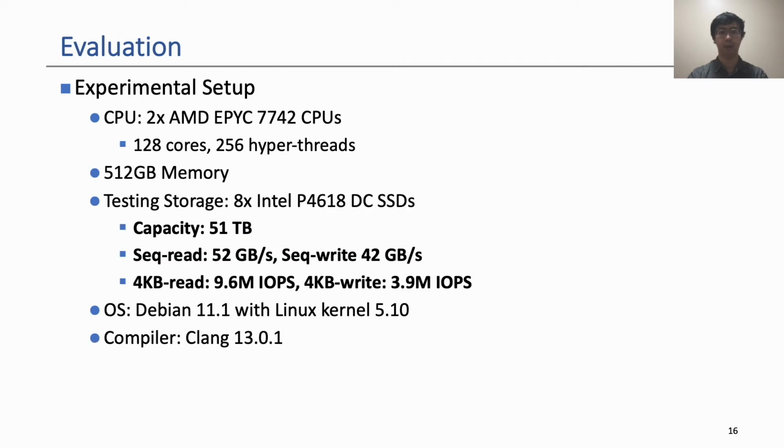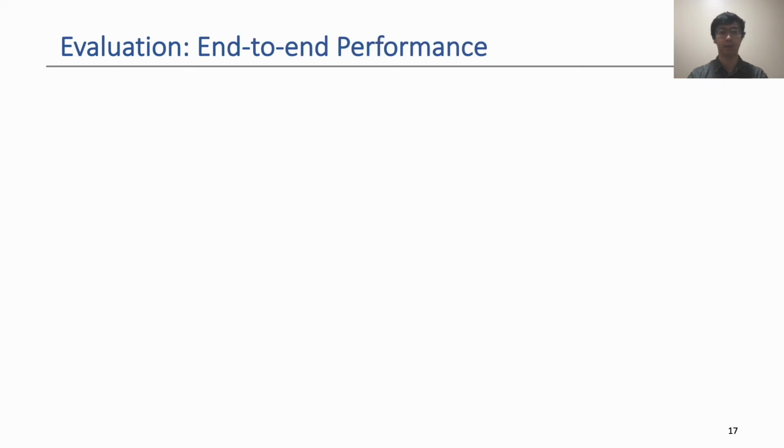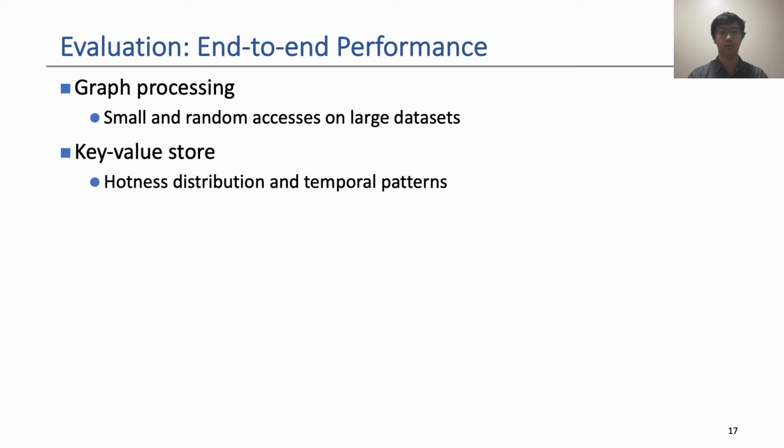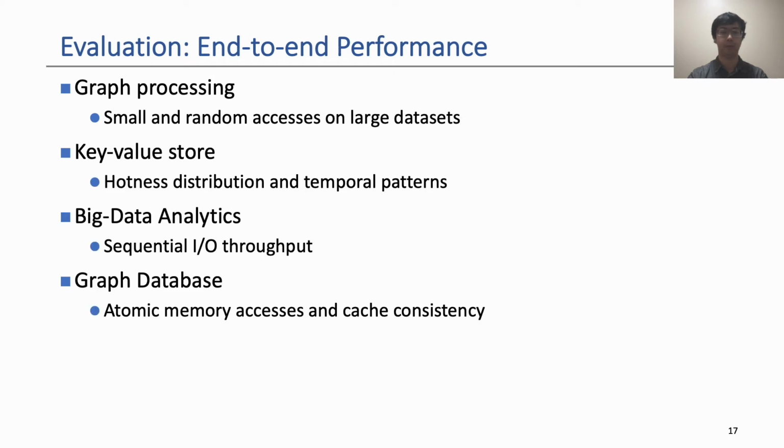Here comes the evaluation part. This is the testbed in our evaluation, and the testing storage has about 10 million random IOPS. The first part is end-to-end performance on 4 representative domains: graph processing, key value store, big data analytics, and graph database. They test the cache systems in different aspects, such as random and sequential access pattern, ability to exploit spatial and temporal localities, and the support of atomic memory access.